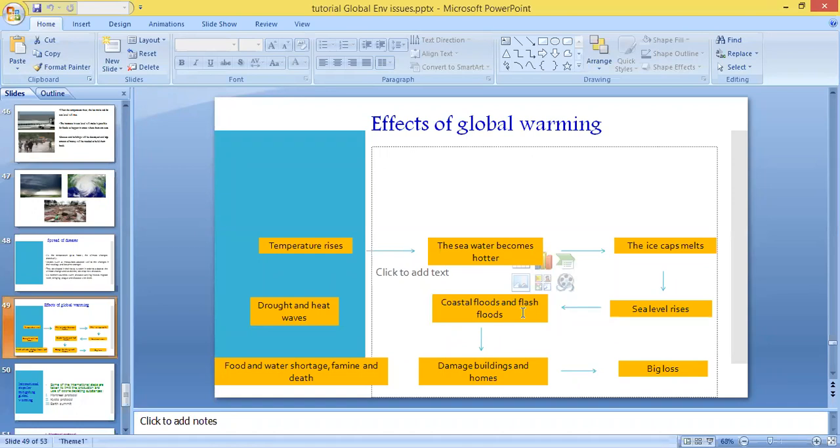Due to the flood, what will happen? It will damage the buildings and the homes. Okay, and it will create a big loss to the lives as well as to the properties.